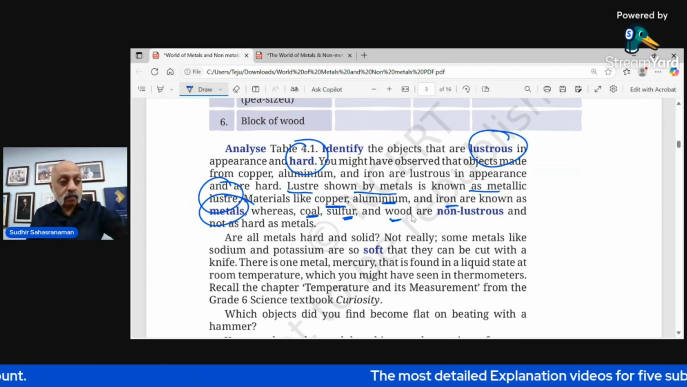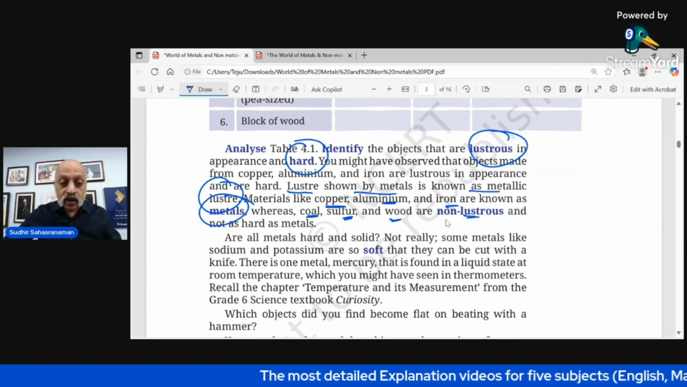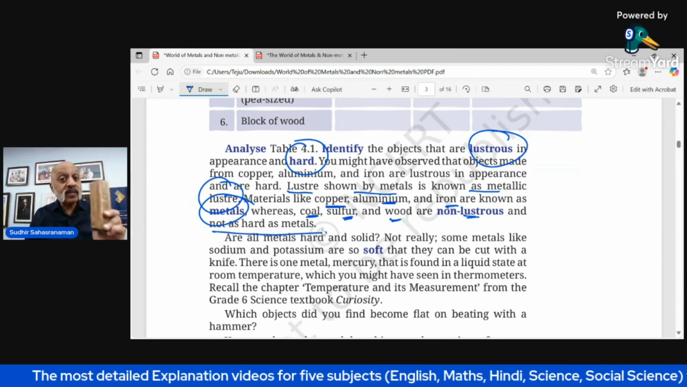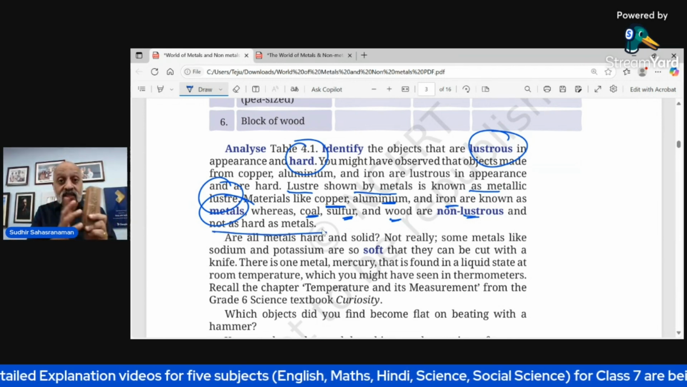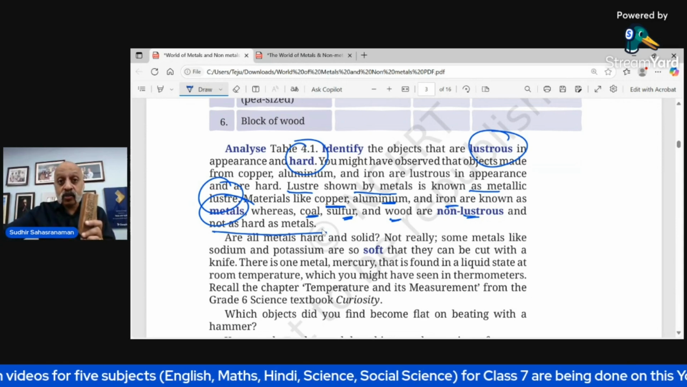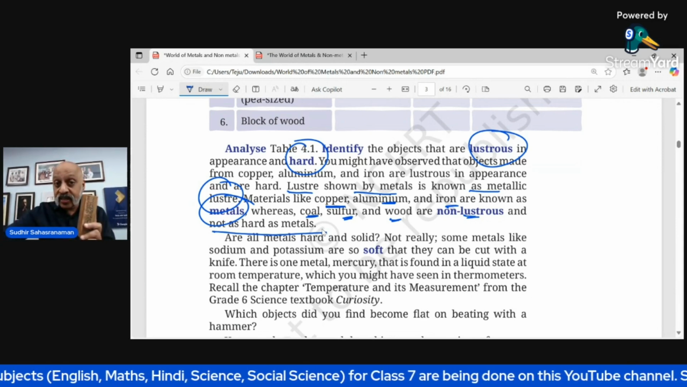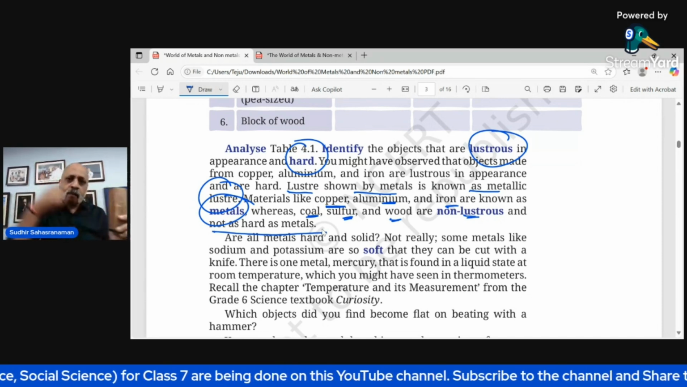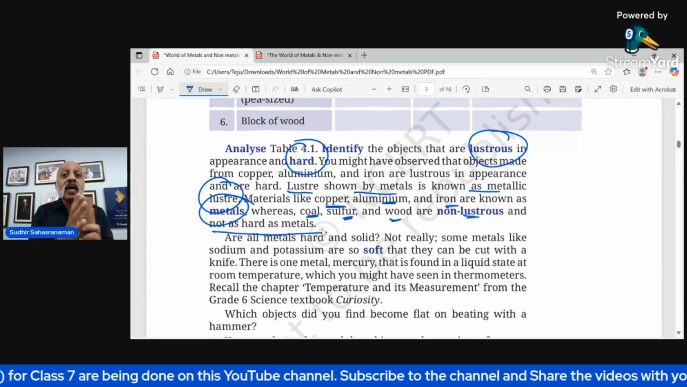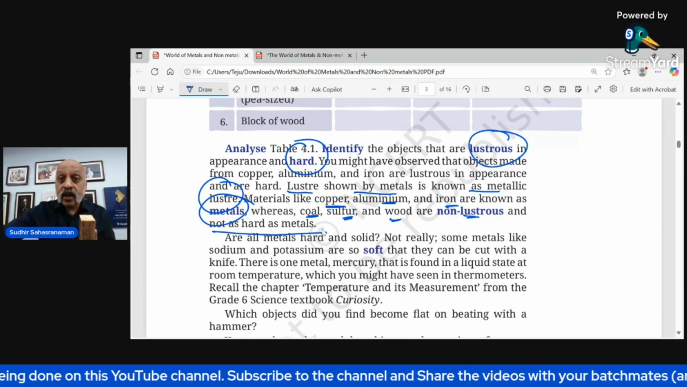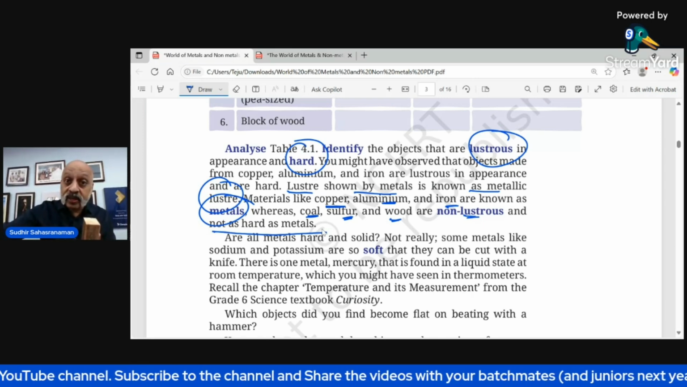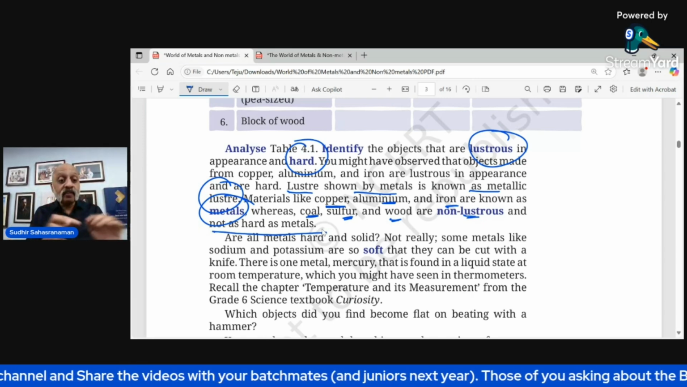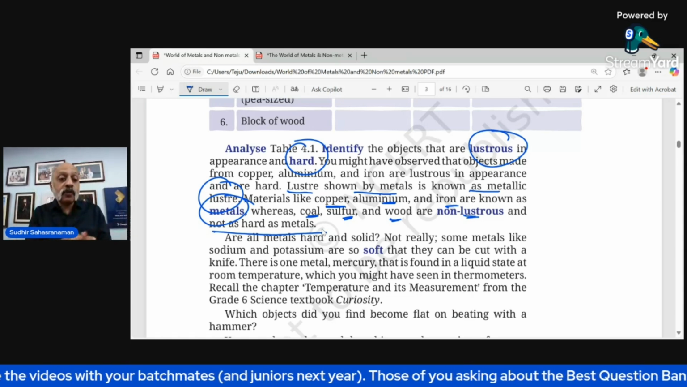Because it is not a metal. So they are all non-lustrous, and they are not as hard as metals. Yes, this wood piece is hard, but is its hardness comparable to the hardness of this iron utensil that I showed you? No, this is much more hard. Whereas this one, if I hit it with a lot of force, it can break. This will not break. Only when I heat it to 1000 degrees Celsius, then I can change its shape. So that is the kind of difference in the quality of the material.